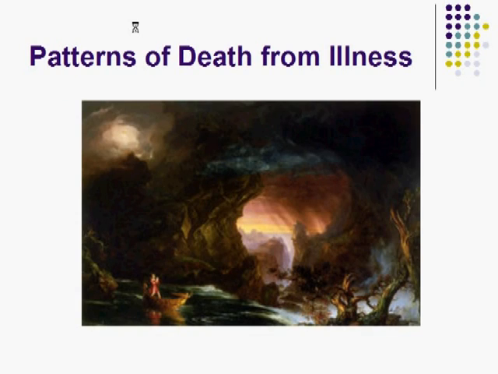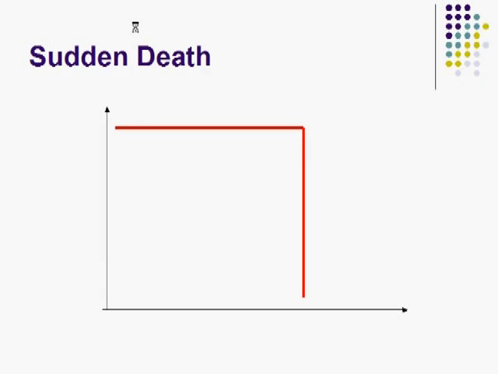This is sort of where I feel I am in my life, the third of the Thomas Cole paintings. I like to look at how patients decline from various chronic illnesses and what those patterns are. 10% of people die of sudden death, and these graphs plot time on the x-axis against performance status on the y-axis. And so people that die suddenly have a normal performance status and suddenly just drop off.